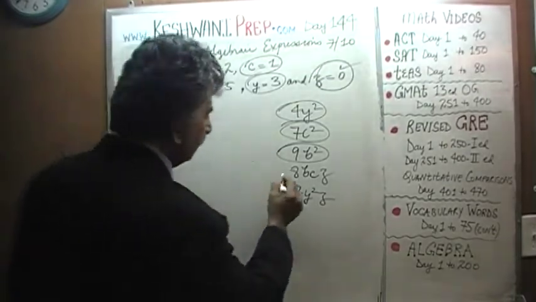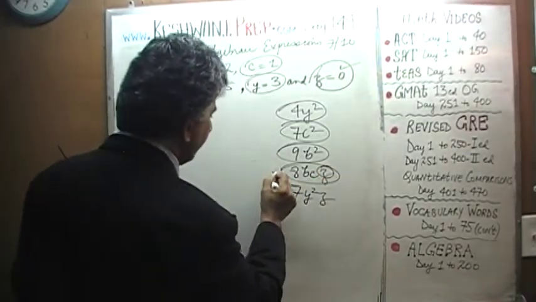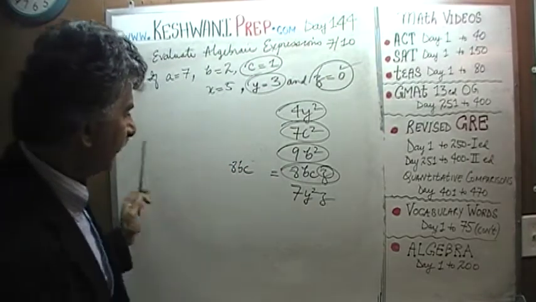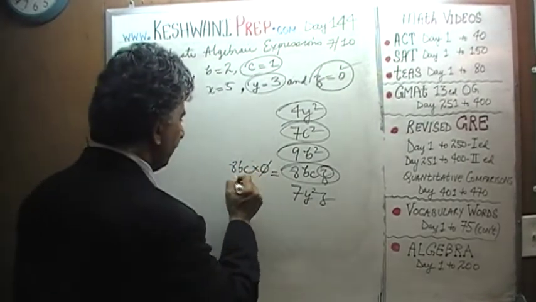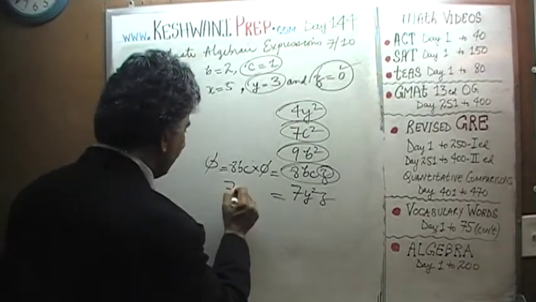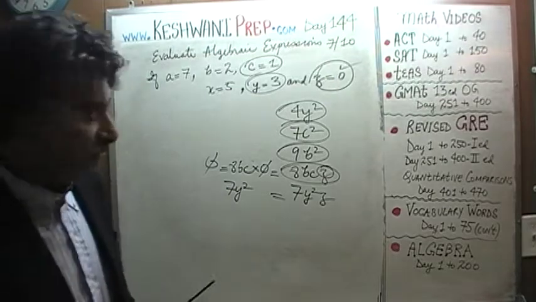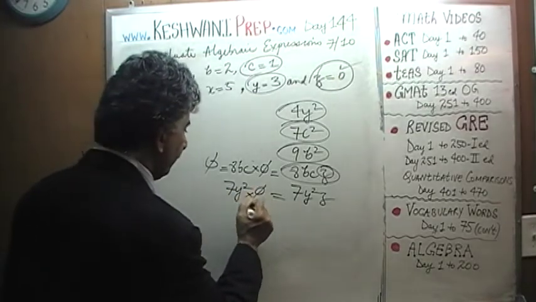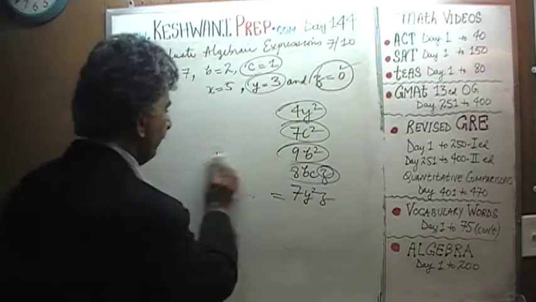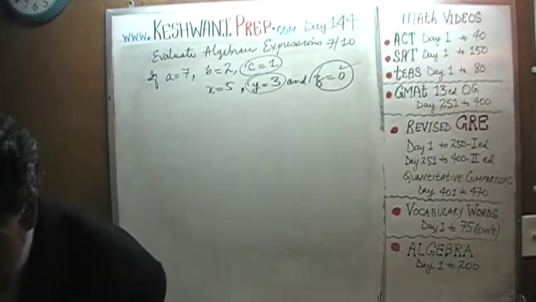And the last two, it has a z in it. It doesn't matter what 8 times b times c is. 8 times b times c times 0 is just going to be 0. Similarly here, it makes no difference what 7 times y squared is. 7 times y squared times 0 is again going to be 0. Let's do 5 more. Because 0 times anything is 0.